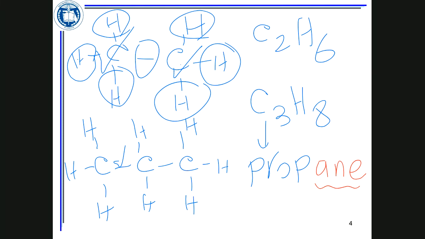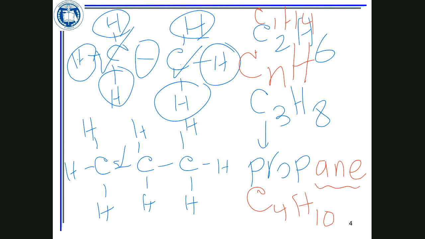So we had CH4, C2H6, C3H8. For C4, if we follow the same pattern, it is going to require 10 hydrogens. So in general, now we are going to have a general formula for alkane. For any number of carbons, the number of hydrogens is going to be 2n plus 2. So this is the general formula for alkane.